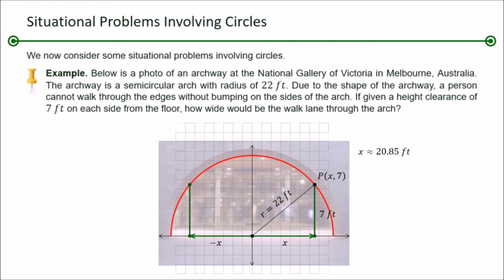Now what is being asked in the problem is the width of the walk lane, and what we have computed would be half of that. So what we can do is double this number into 2x and arrive at about 41.7 feet.